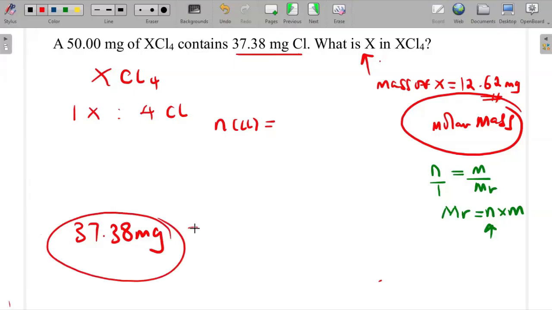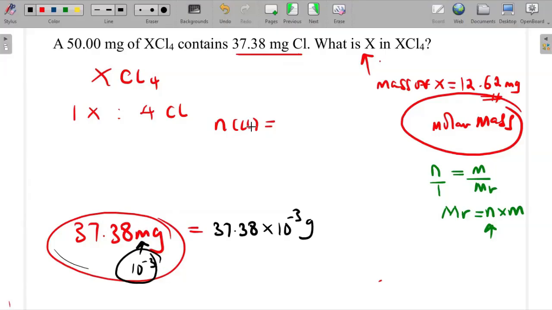So I have to change this, and I'm just going to simply use the metric system to convert this to grams. Milli is the same as 10 to the power minus 3. So this here is the same as 37.38 times 10 to the power minus 3 grams. If you want to know where this came from, just go to the topic 1 videos and watch, or just type on Google the metric system table. You see that the milli actually represents this.